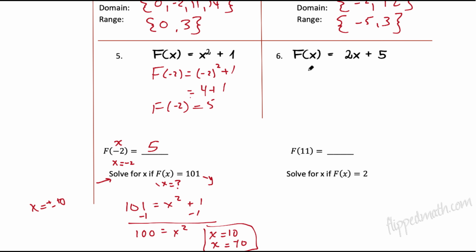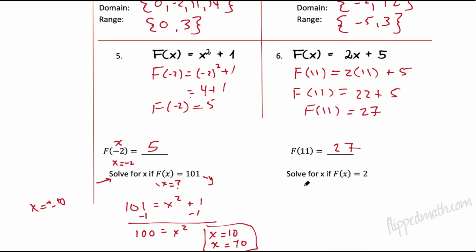All right, last one here. Number 6, we have f of x equals 2x plus 5. Find f of 11. So f of 11 means we are plugging in 2 times 11. That's where the x goes. And then we add 5. So f of 11 is going to equal 22 plus 5, which equals 27. Easy enough, right?